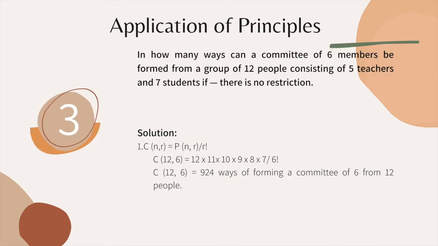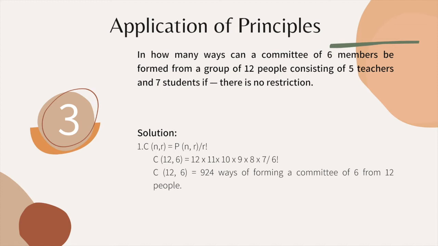Last example. In how many ways can a committee of 6 members be formed from a group of 12 people consisting of 5 teachers and 7 students? If we analyze closely, the question is not a permutation. Unlike the earlier example, the arrangement of things is not important. These types of questions can be classified as combinations.